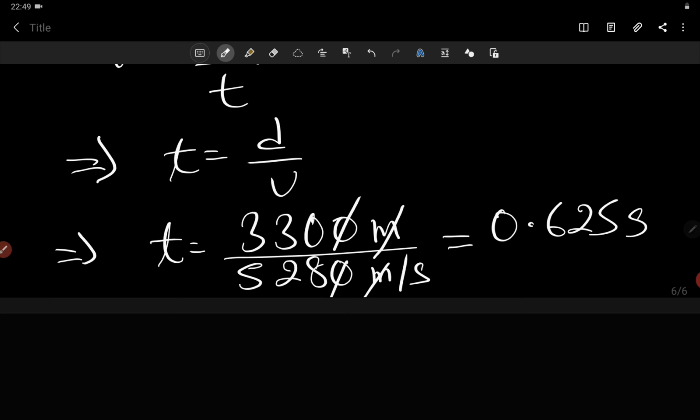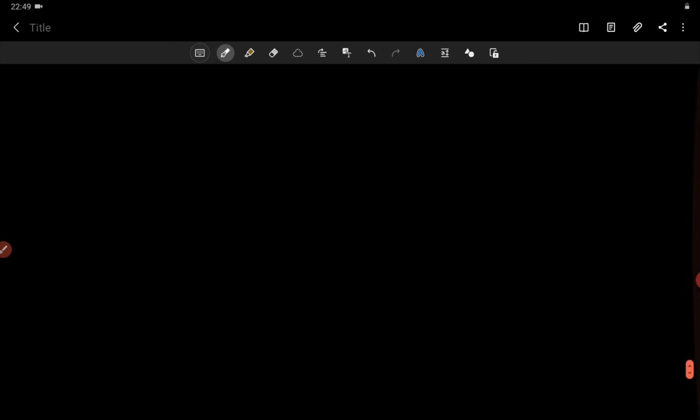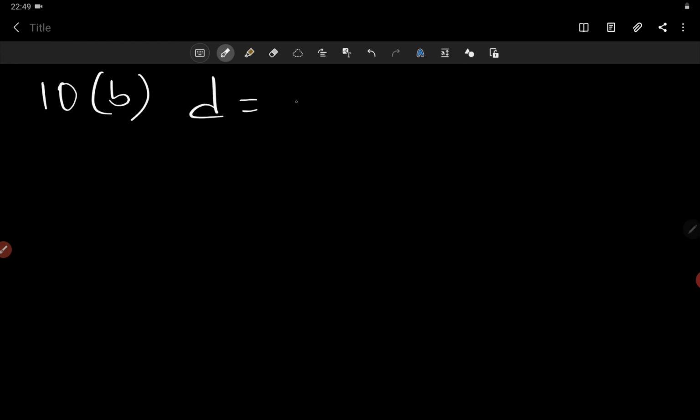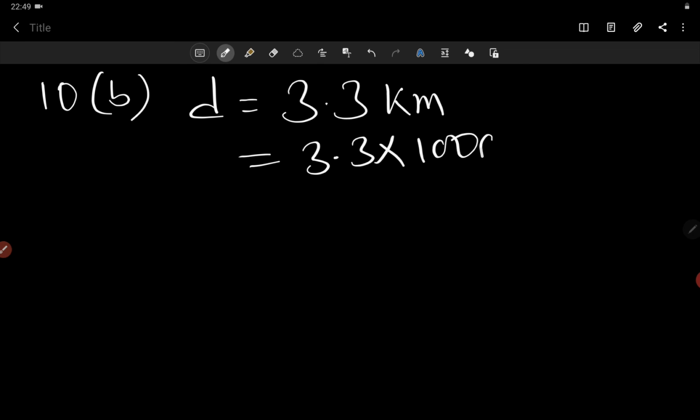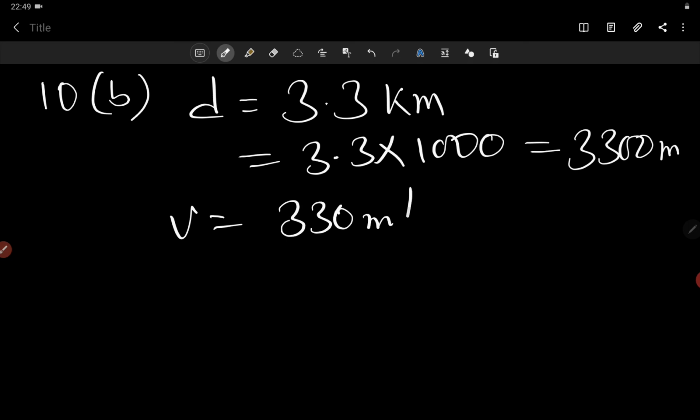Let us go to the next part, which is number 10b. Here the distance given is again 3.3 kilometer. So this needs to be converted into meter by multiplying it by 1000. So I shall get again 3300 meter. The other thing given is the velocity or the speed of sound in air, which is 330 meter per second. So here the time is the question mark.